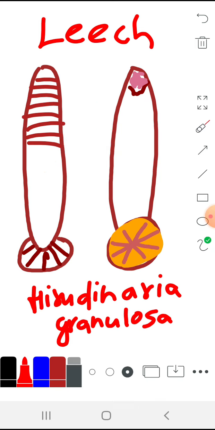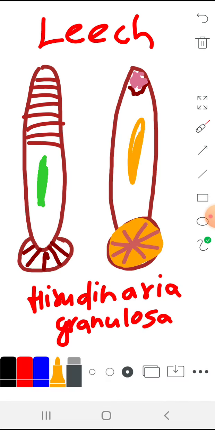Now we are going to discuss the coloration of the leech. The dorsal surface, the upper surface, is olive green. Whereas the ventral surface, the underside, will be orange in color. So these are the two colors: orange or yellow on the ventral surface, whereas olive green on the dorsal surface.